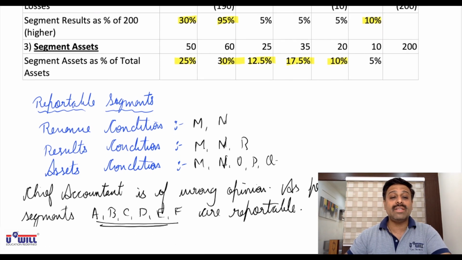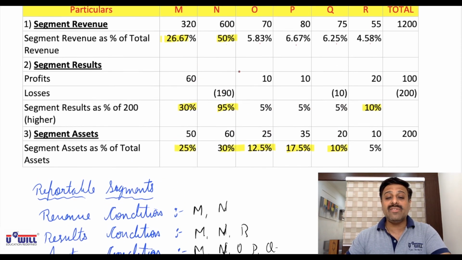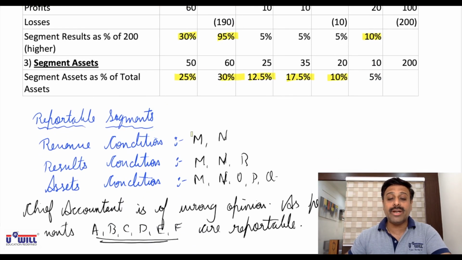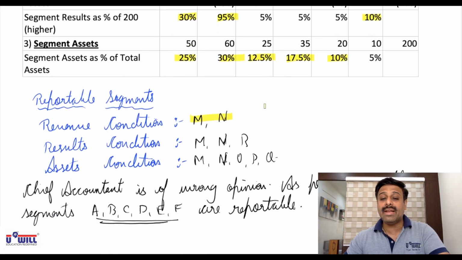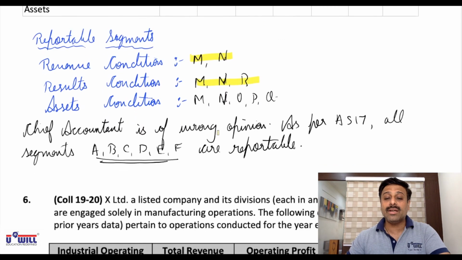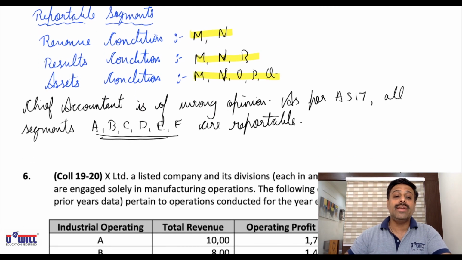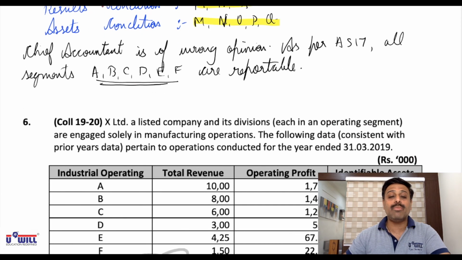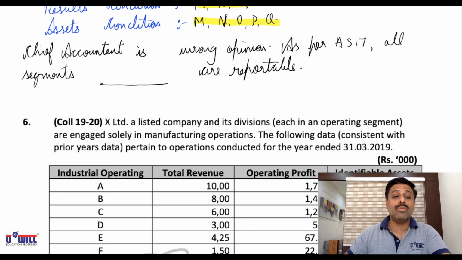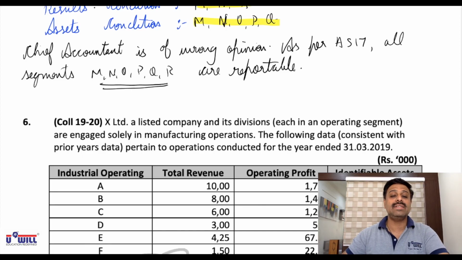Now if you write the reportable segments, then in the first condition, M and N are to be reported. In the second one, M and N are to be reported. And in the third one, M, N, O, P, Q are to be reported. If you combine all the three, then M, N, O, P, Q, R are all reportable segments. You will mention that the chief accountant is of the wrong opinion and all segments M, N, O, P, Q, R are reportable segments.